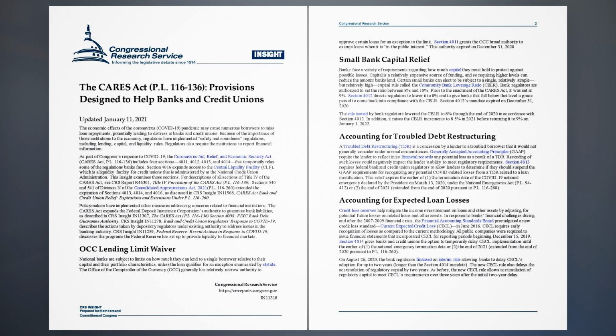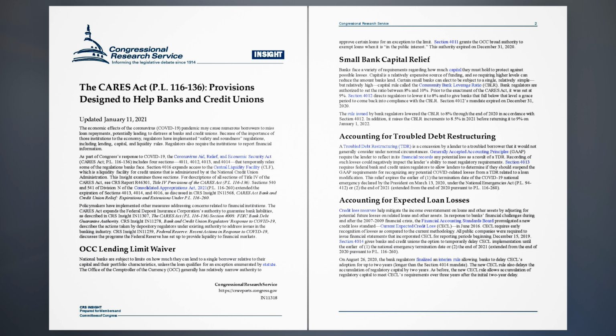Accounting for troubled debt restructuring. A troubled debt restructuring (TDR) is a concession by a lender to a troubled borrower that it would not generally consider under normal circumstances. Generally Accepted Accounting Principles (GAAP) require the lender to reflect in its financial records any potential loss as a result of a TDR. Recording of such losses could negatively impact the lender's ability to meet regulatory requirements. Section 4013 requires federal bank and credit union regulators to allow lenders to determine if they should suspend the GAAP requirements for recognizing any potential COVID-related losses from a TDR related to a loan modification.